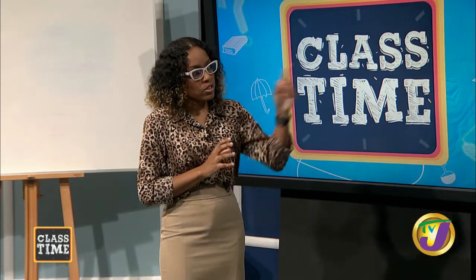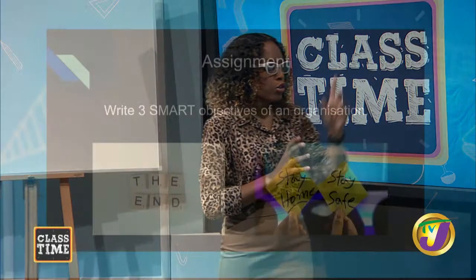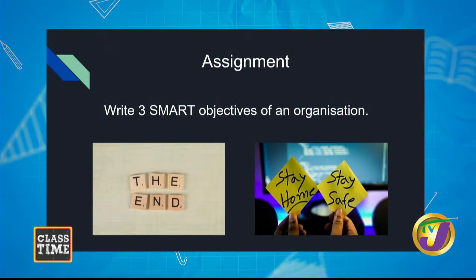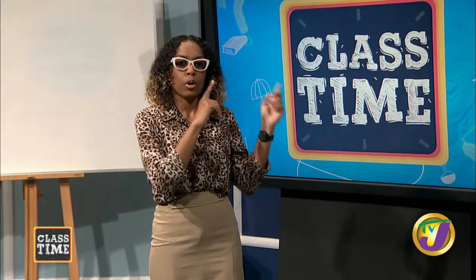All right? So what I want you to do for me, just to look at this assignment. You're going to be writing 3 SMART objectives of any organization. If you want to come up with a business of your own, that's even better. Be creative, be innovative, right? So just think about what we have done in class today, and you're going to now write your 3 SMART objectives. But before you even look at the assignment, I want you now to look back at your objectives.